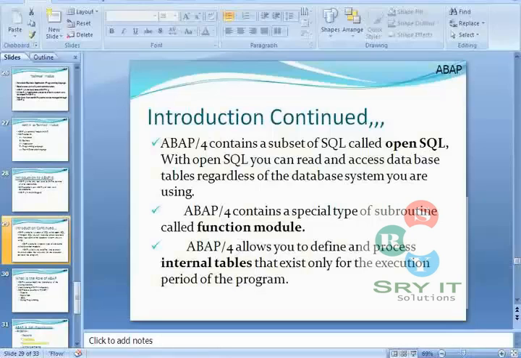But anyhow, I will be discussing this again. When the topic comes, I will be discussing it very deeply. Perfect. All right. So now let's move on to the third point.